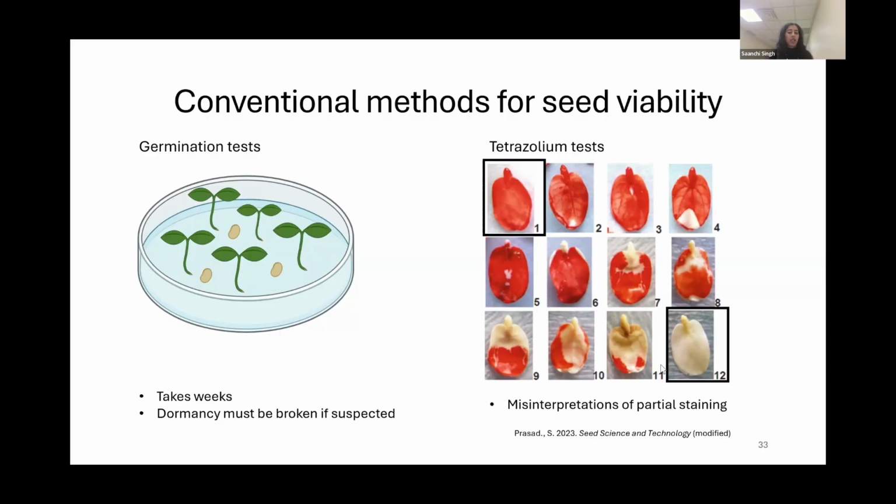And with tetrazolium tests, you're measuring the activity of dehydrogenase enzymes that are present in metabolically active cells. So if the tetrazolium dye interacts with the hydrogen ions, which are released by these enzymes, then the seed will be stained red, indicating that it's viable. And if it's not stained red, then that indicates that it's not viable. But seeds can be partially stained, and so this partial staining can be misinterpreted. This can lead to false negatives.